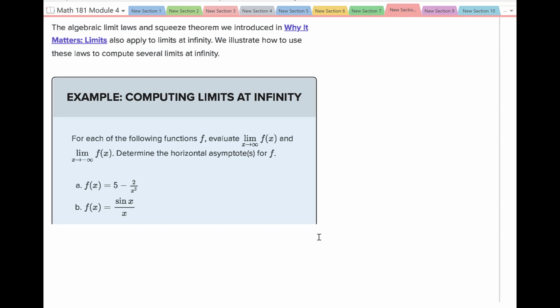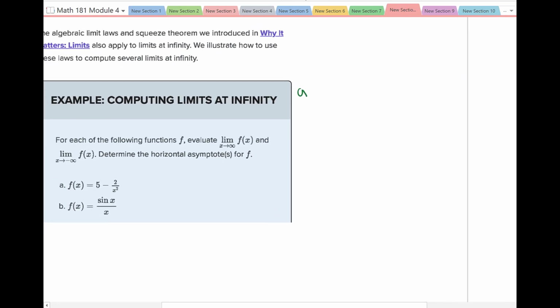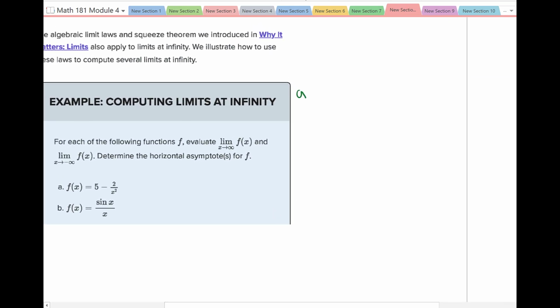For each of the following functions f, evaluate the limit as x approaches infinity of f of x and the limit as x approaches negative infinity of f of x. Determine the horizontal asymptotes for f. So we have 3 parts, an A, B, and a C. For our first part, we have the limit. Oh, look, I'm using green instead of blue. I like to use blue.